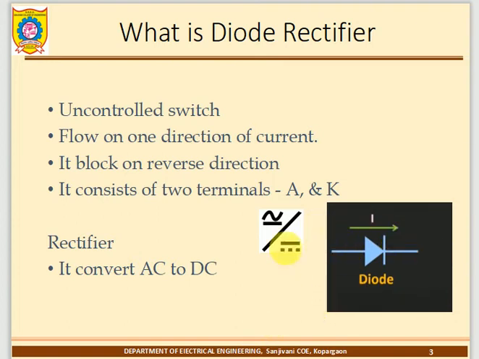You are going to see it. It is a switch. What is the purpose of a switch? On and off, like your fan switch on and off. Similarly here also, on and off.